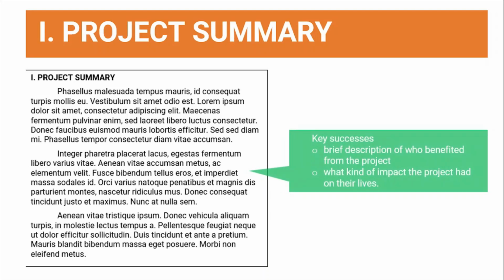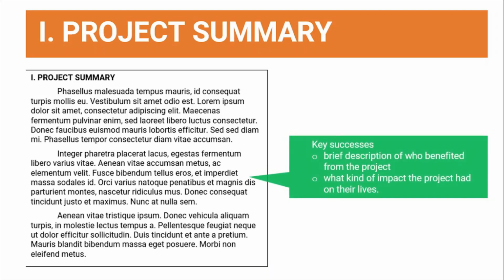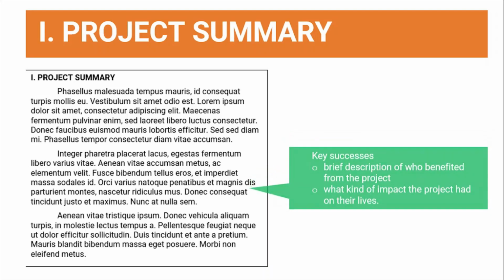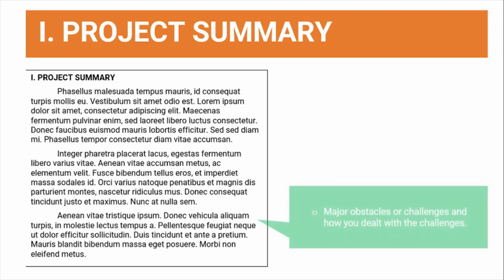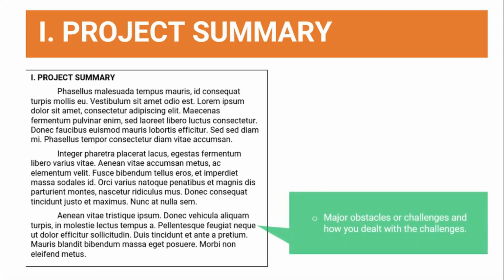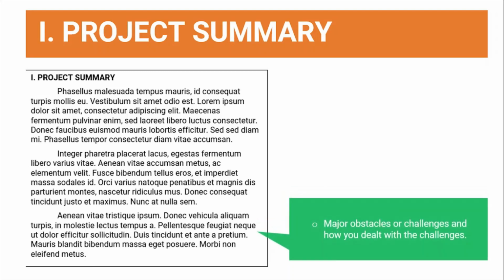In the second paragraph, discuss the key successes. Describe who benefited and what the impact of the project is on the lives of your beneficiaries. In the third paragraph, you have to discuss the major obstacles or challenges and how you dealt with those challenges.